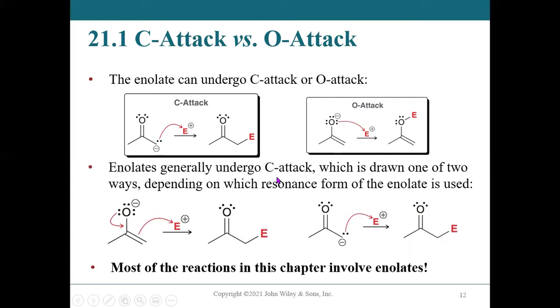Enolate generally undergoes carbon attack, which is drawn one of two ways depending on which resonance form of the enolate is used. When we are using this form, we think of the double bond attacking the electrophile and the electrophile adding to the carbon, or we can say explicitly the negative charge on the carbon. So either this way or this way, but the final products are the same. Most of the reactions in this chapter will involve the enolate. So the enolate can be written in this way or that way.